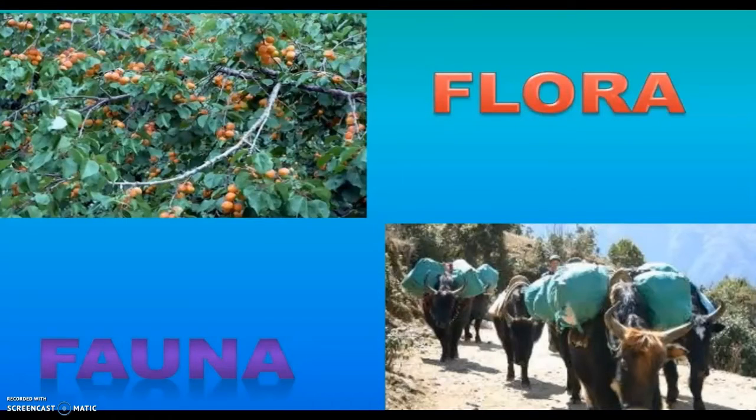Then, children, what about the flora and fauna of cold desert Ladakh? Due to high aridity, the vegetation is sparse. There are scanty patches of grasses and shrubs for animals to graze. Groves of willows and poplars are seen in the valleys. During the summers, fruit trees such as apples, apricots, and walnuts bloom.